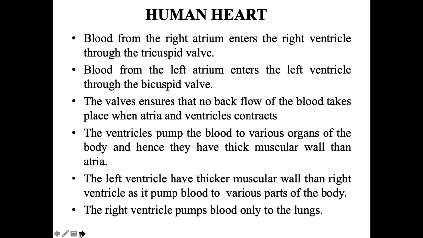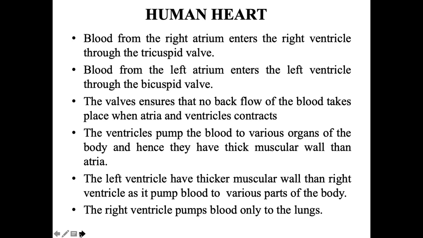The ventricles pump the blood to the various organs of the body, and hence they have a thicker muscular wall than the atria. The left ventricle has a thicker muscular wall than the right ventricle as it pumps blood to various parts of the body. The right ventricle pumps blood only to the lungs. So you should know that if we talk about only the right and the left ventricle, the muscle wall is thicker on the left because it is going to pump the blood to the whole body, whereas the right ventricle pumps blood only to the lungs.